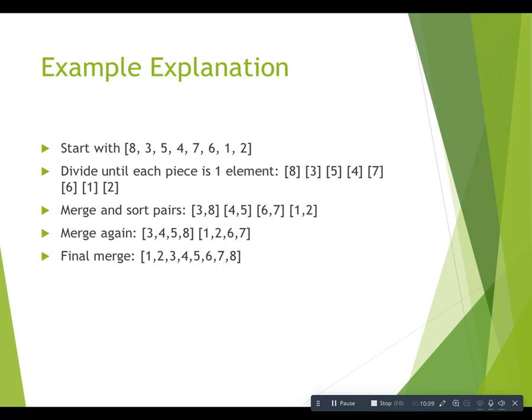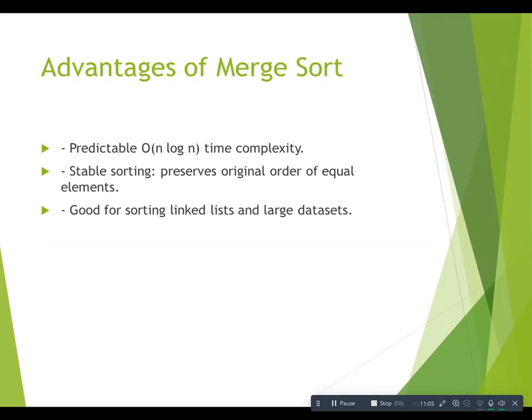After that we are merging 4 and 5, then 6 and 7, and 1 and 2. Finally each of these pairs comprising 2 numbers are merged once again, and we get 2 partially sorted lists, that is 3, 4, 5, 8 and 1, 2, 6, 7. And finally from these 2 lists we are getting a final array which is sorted, which is completely sorted.